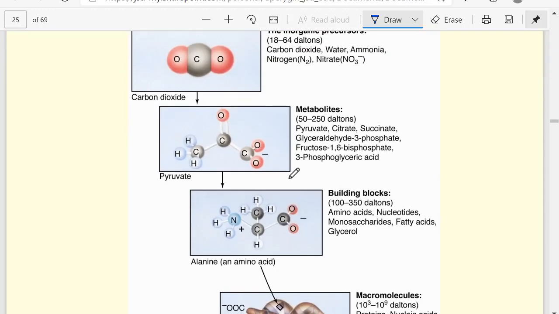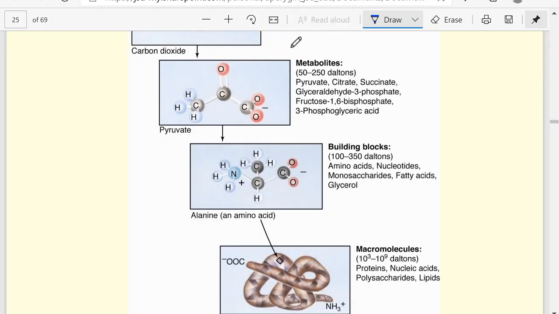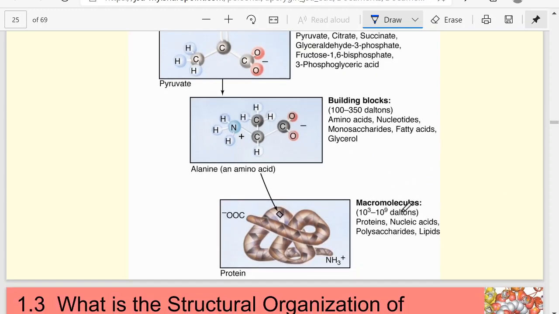Okay, and then we have these metabolites making up some building blocks for macromolecules. We have amino acids, nucleotides, monosaccharides, fatty acids, and glycerol, making up the macromolecules: proteins, nucleic acids like RNA and DNA, polysaccharides, and even lipids can be considered macromolecules, so the supramolecular structure of those.